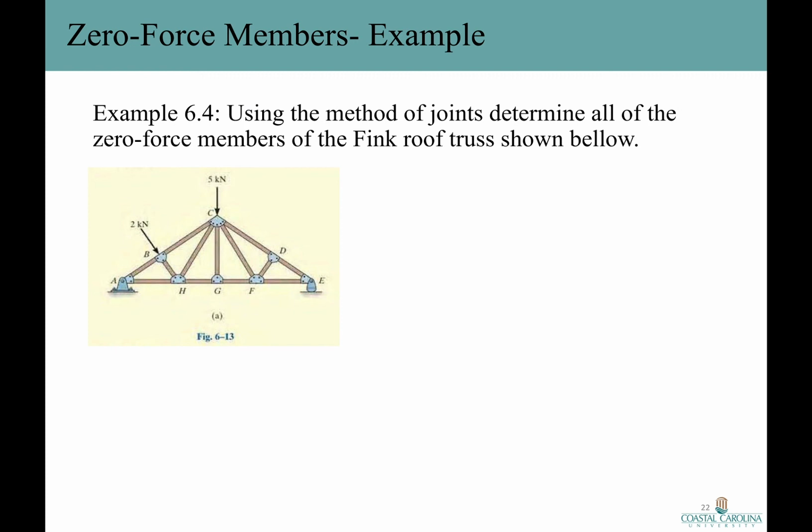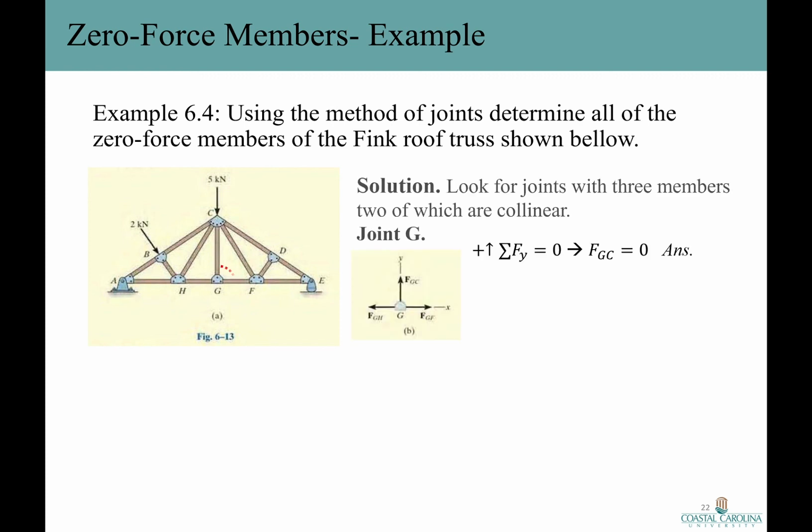I want you guys to pause this video and think about using the method of joints to find all of the zero force members of this truss. When you're done, please resume. Okay, so we should look for a joint that has 3 members, 2 of them are collinear. We can say easily the third member is a zero force member.